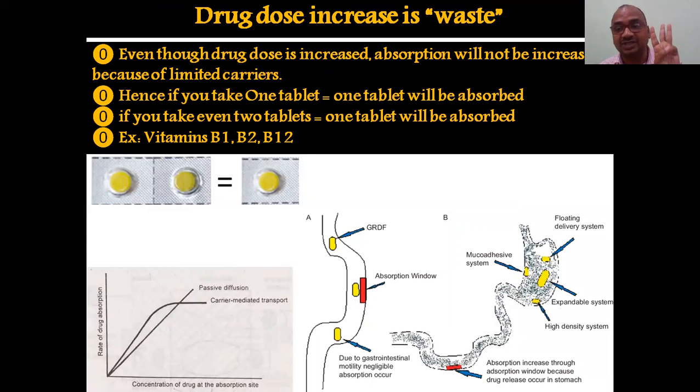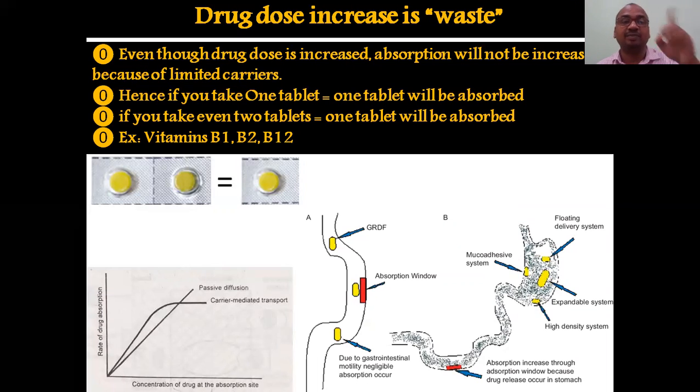Don't take 2 tablets and don't take 3 tablets. Even though you are taking 1 tablet, only 1 tablet will be absorbed. Even though you are taking 2 tablets, only 1 tablet will be absorbed. If you are taking 3 tablets of vitamin B, only one B complex tablet will be absorbed. With 2, 3, or 4 tablets, absorption will be one. The remaining will enter into the fecal matter.